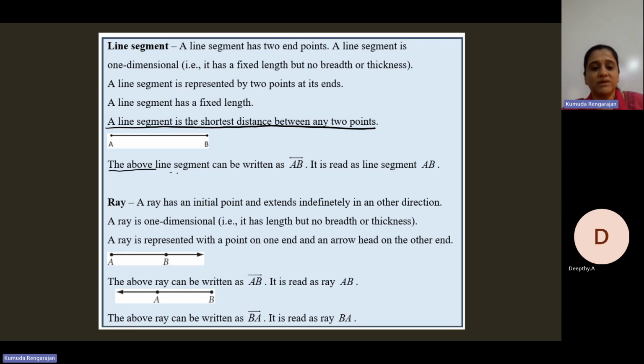The above line segment can be written as line segment AB, and it is read as line segment AB. There is a symbol which is read as line segment, and this is AB. Line segment AB.